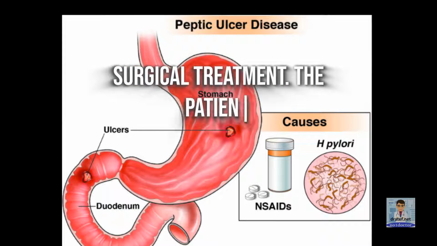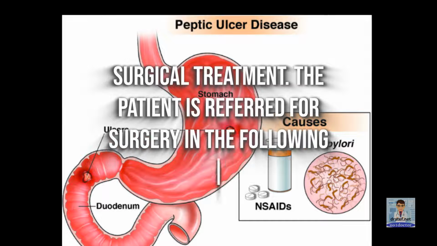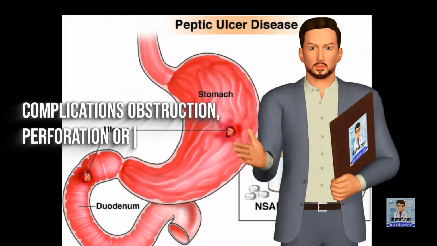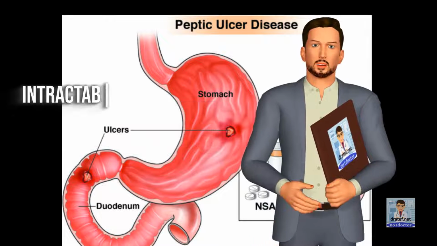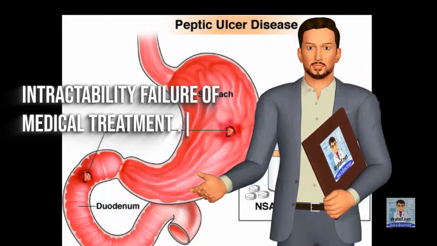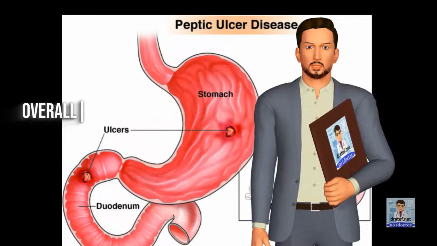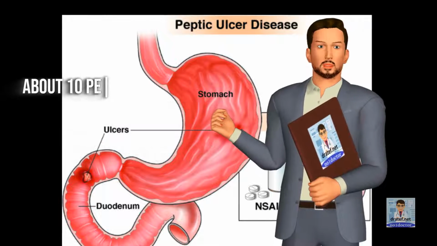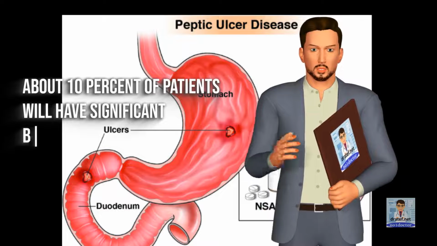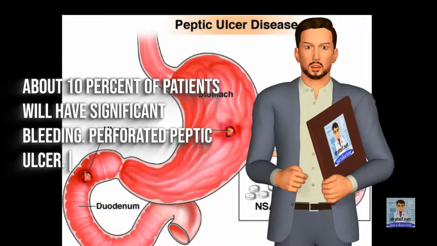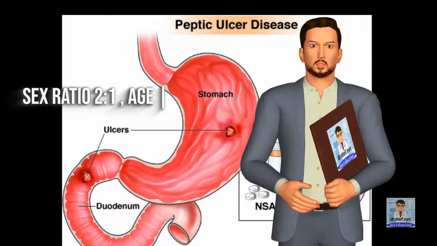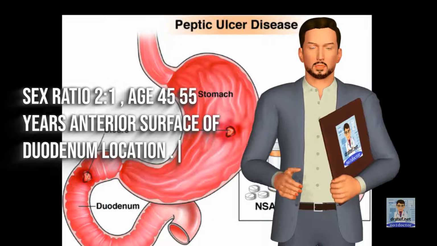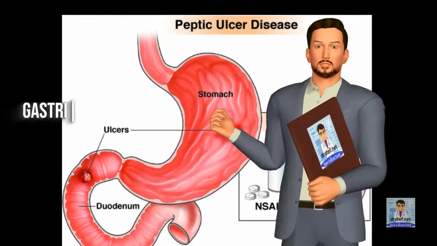Surgical treatment. The patient is referred for surgery in the following conditions: A. Complications: obstruction, perforation or bleeding. B. Intractability, failure of medical treatment. Complications. Overall, in men, there is a 5% risk of perforation. About 10% of patients will have significant bleeding. Perforated peptic ulcer. Sex ratio 2 to 1, age 45-55 years, location anterior surface of duodenum. Past history of PUD is common.